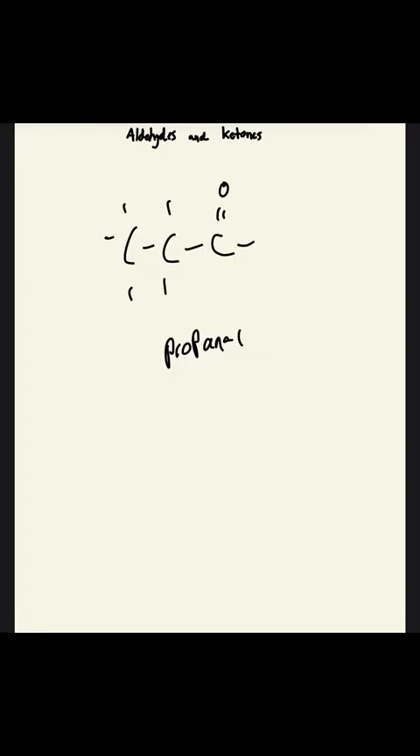If we look at ketones, ketones are named using the suffix "-one". So if we take the same molecule here, but we put the functional group on the middle carbon, then it's no longer an aldehyde, but instead it's a ketone, and the suffix is "-one". So this one becomes propanone instead of propanal.